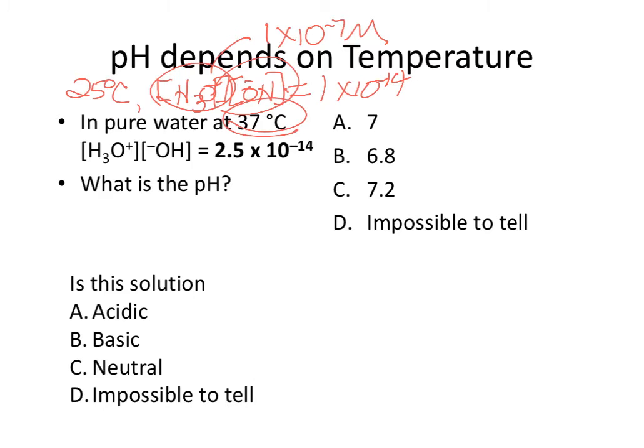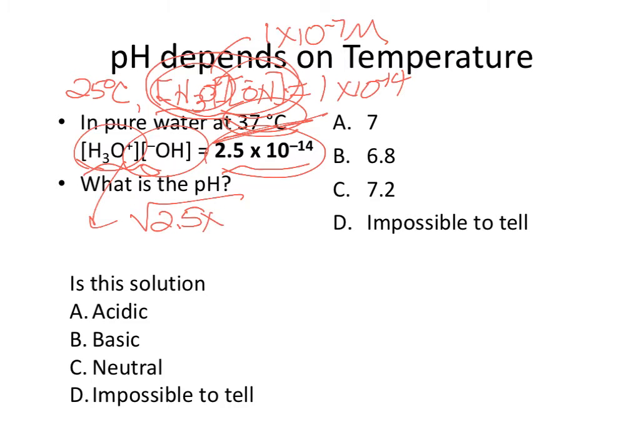It turns out if you change the temperature, the product of these two also changes. See that it's a little bit larger, 2.5 times 10 to the minus 14th. Being a little bit larger means you get a little bit more ionization as the temperature increases. That means the individual concentrations of hydronium and hydroxide at 37 degrees are not 1 times 10 to the minus 7. It's the square root of 2.5 times 10 to the minus 14, whatever that is.